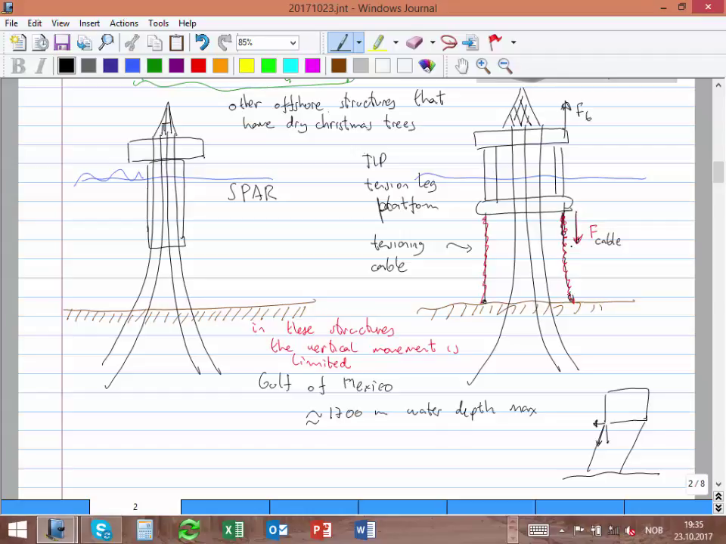So that's also something that I forgot to mention. The tensioning cable limits the vertical movement, such that the well, the Christmas tree, can be dry. And also, every time it's pulled out of alignment, it will be pulled back by the same force of the cable. And these two are the only ones that have really slow movement.